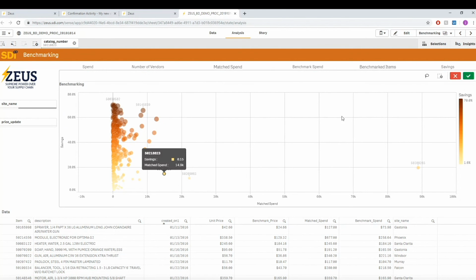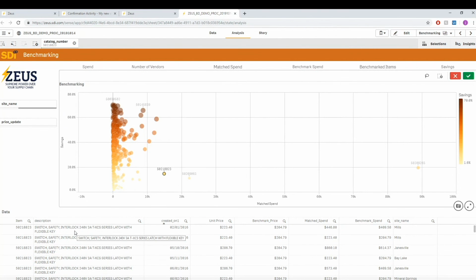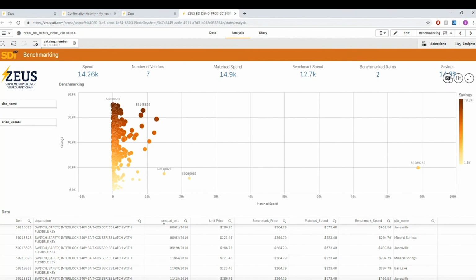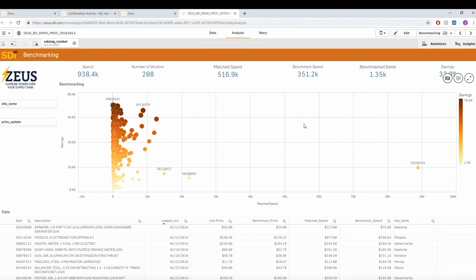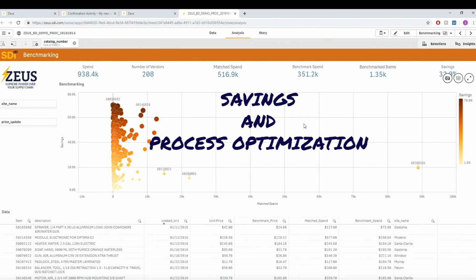So as an example, any of these can be tied to a real item. Let's just click one of them. This item is a latch with a flexible key. It's purchased at many different plants. SDI found that we were able to purchase it for about $204. And depending on the site that purchased it, the client was paying all sorts of different prices for this product. So essentially, this helps us point out where we could bring savings to them, but not only bring savings to them, but bring uniformity to their process, right?